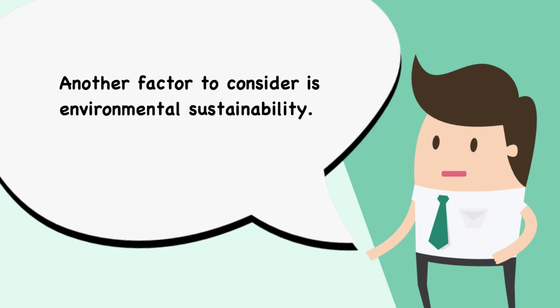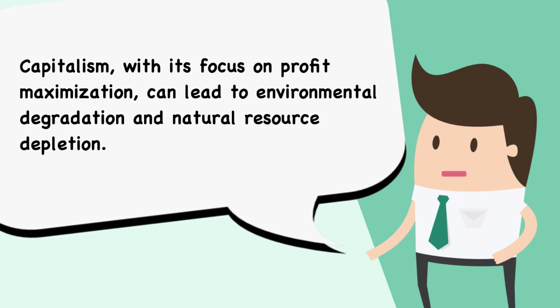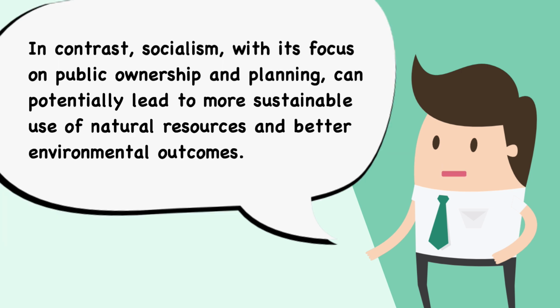Another factor to consider is environmental sustainability. Capitalism, with its focus on profit maximization, can lead to environmental degradation and natural resource depletion. In contrast, socialism, with its focus on public ownership and planning, can potentially lead to more sustainable use of natural resources and better environmental outcomes.